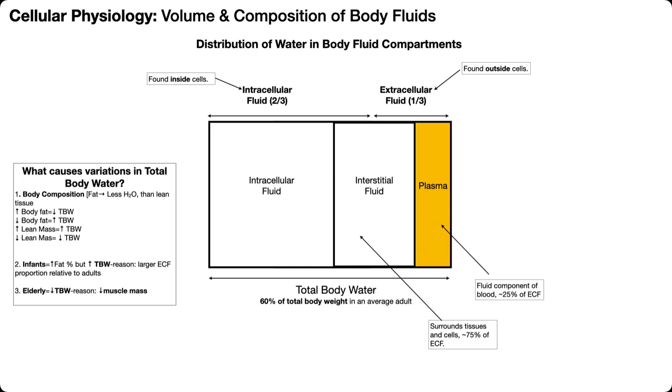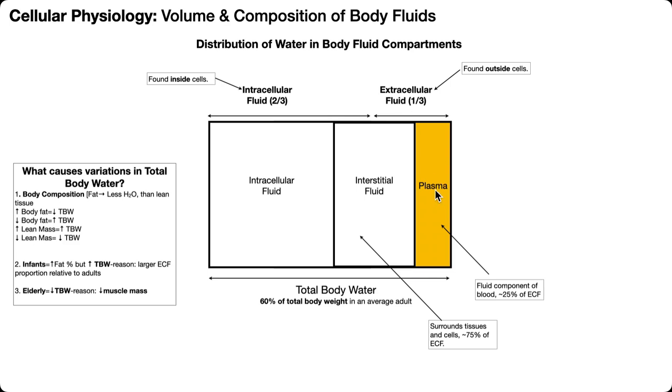We have interstitial fluid, which is going to surround tissues and cells. When you see the word interstitial, inter meaning between, stitial, tissues. So between the tissues and the cells, interstitial fluid. All right, again, that's going to make up about 75% of that total of extracellular fluid.